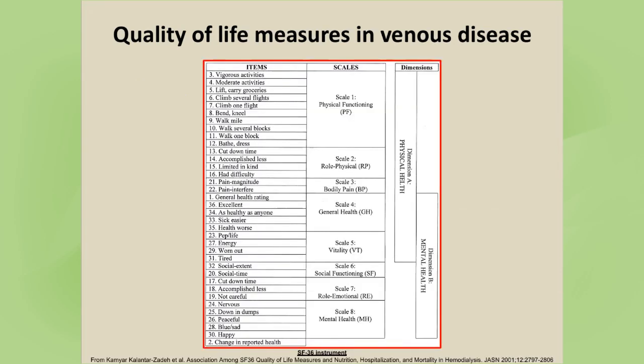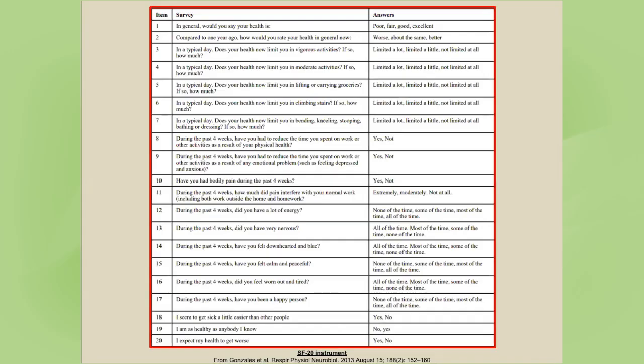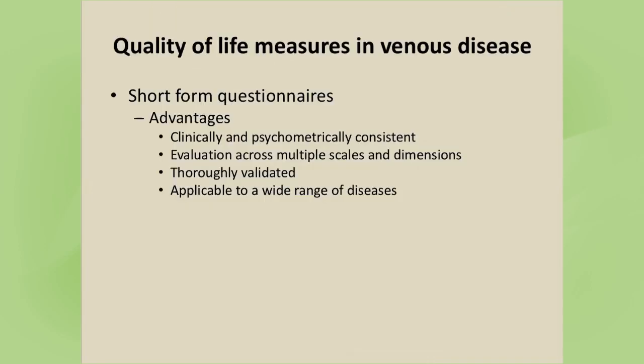And this is the SF36 instrument, and you'll notice that there are 2 dimensions, physical health and mental health, and 8 different scales into which the 36 questions are grouped. And this is the SF20 instrument that has 20 questions.